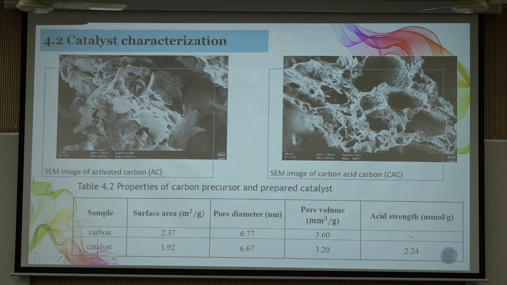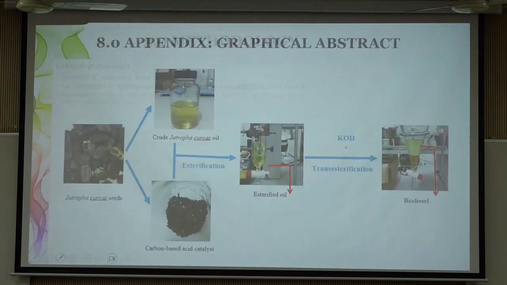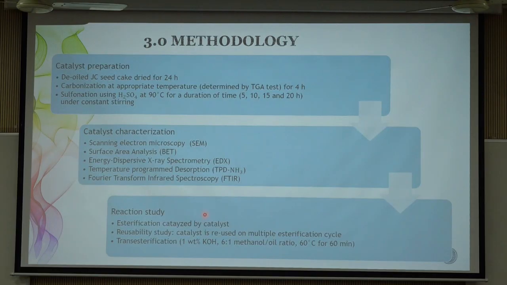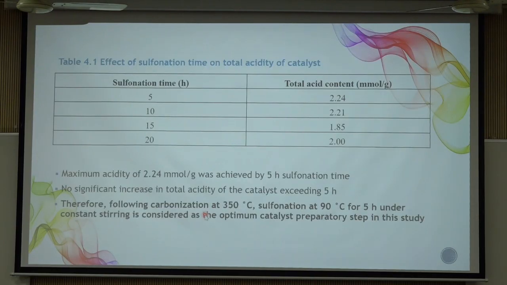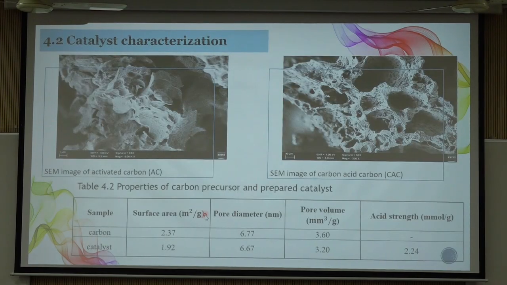Acid catalyst. Sir, which catalyst do you use? Our own jatropha oil catalyst. We convert our own jatropha seed after extraction. We carbonize it at 350 degrees C to convert it into the catalyst, to develop our own catalyst.